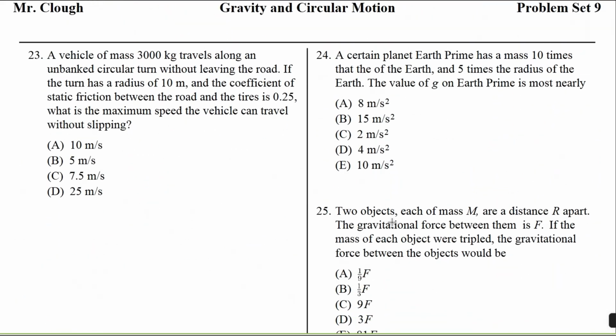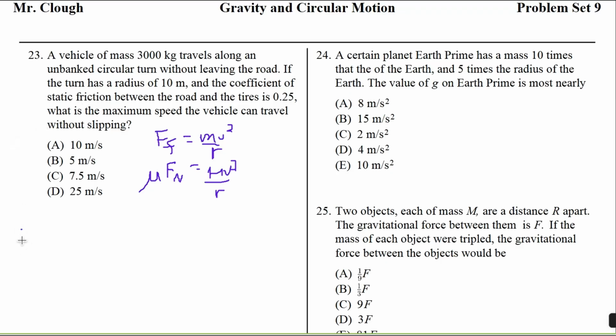23. All right, so this one goes back to just a normal circle. I'm going to solve this algebraically, just because I like doing that. They want to know the maximum speed the object can travel in a circle. The idea here is that the frictional force is equal to mv squared over r. The frictional force is going to be equal to mu Fn, which is mv squared over r.